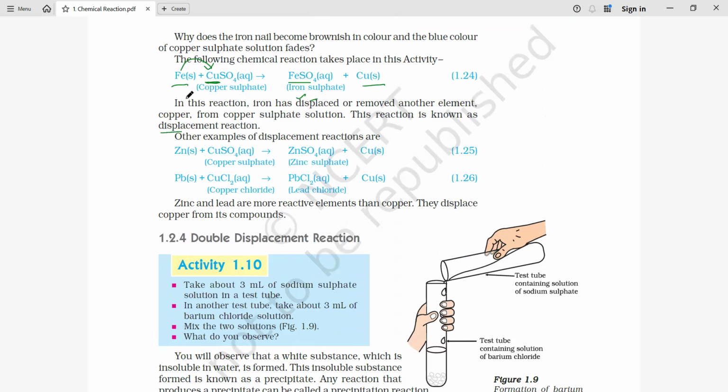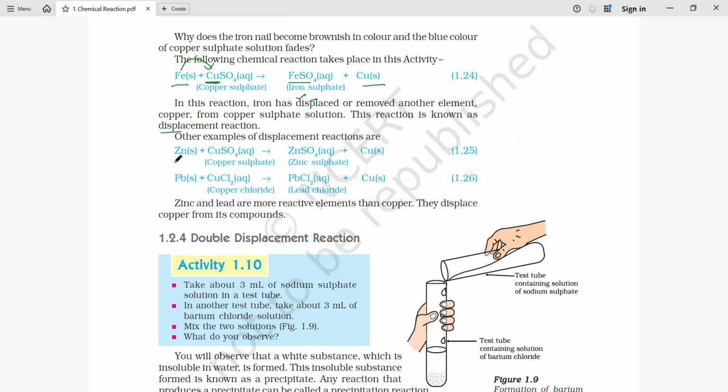So here only one element replaces the other element. Okay, that is also called a simple displacement reaction or single displacement reaction. Later we'll have a discussion about double displacement reaction. So some more examples are taken. Okay, till now any doubt is there? Concept is clear? Okay, iron replaces the copper. So that's why the solution color is faded, and the iron nail color has also changed.